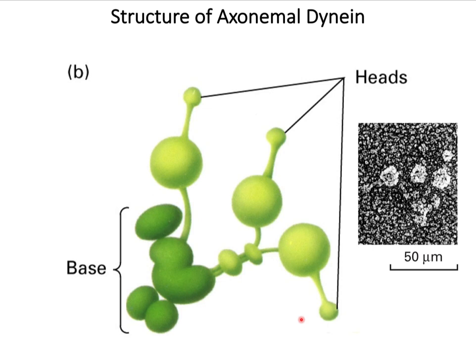What we are interested in here is the axonemal dynein. It is an extremely large protein. It has a region known as the base. This region is known as the heads. It is very large, and you can see this actually on an EM image right here.